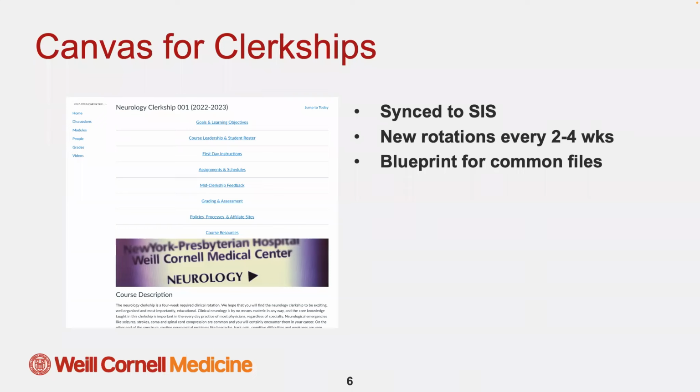So these are, again, synchronized to the student information system. And then we also use a blueprint, which is a unique Canvas feature that allows many courses to share some common content, so that the administrators of the course only need to update the content in one place and it populates to all the courses.